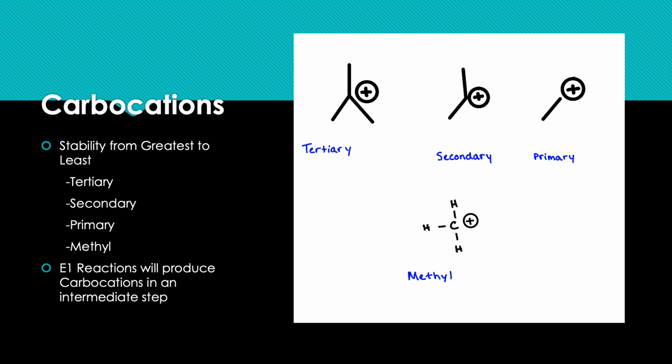And if a secondary carbocation is produced and there is a tertiary carbocation spot available, the molecule will undergo a methyl shift or a hydrogen shift to move this positive charge to a more stable carbocation within the molecule.